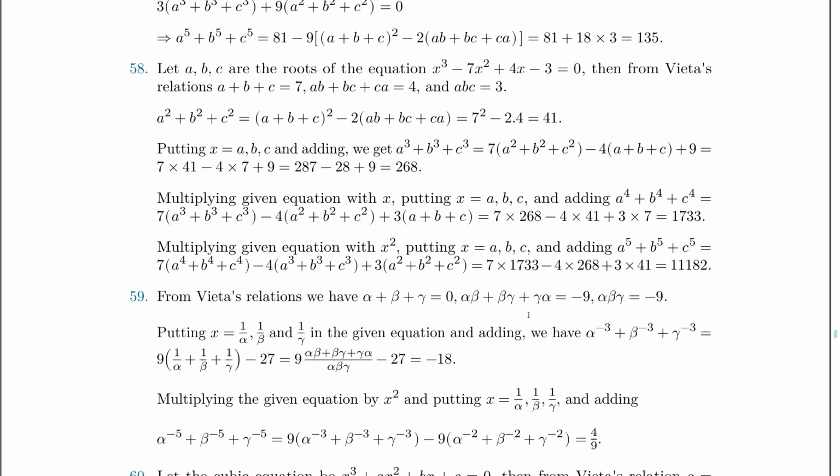Now we multiply the given equation by x square and then we substitute x is equal to 1 by alpha, 1 by beta, 1 by gamma. And then we have the minus 5 power for each of these, and then we have the minus 3 power and minus alpha to the power minus 2, beta to the power minus 2, gamma to the power minus 2. It's a simple matter of substituting the values and resolving the second term, and you get 4 by 9 as the answer.